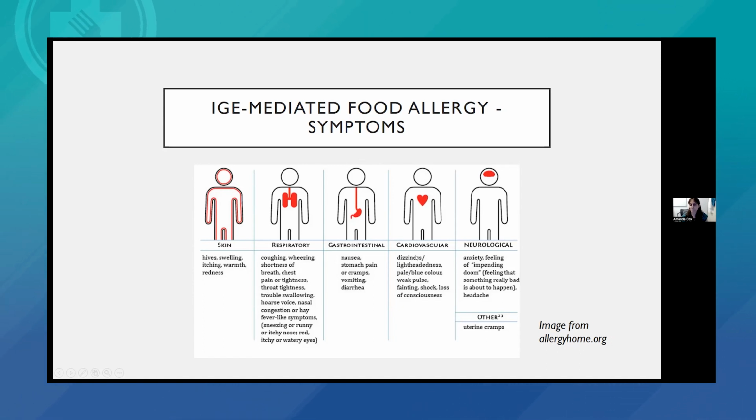Cardiovascular system may be affected with low blood pressure, causing dizziness and lightheadedness, weak pulse, and even loss of consciousness. And there are neurologic effects of an acute reaction, including the sense of impending doom or even headache and anxiety. And there can be some other symptoms that are specific, like uterine cramping.